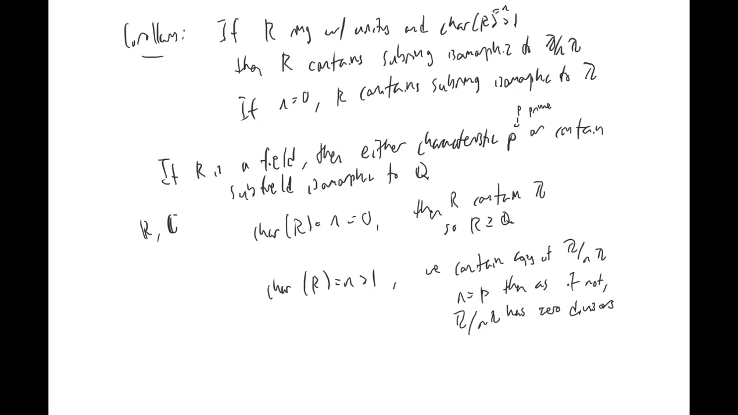So we think of Q and Z mod PZ as prime fields. Yeah, they are like the base field. If you have a field, your field must contain a copy isomorphic to either this or this.